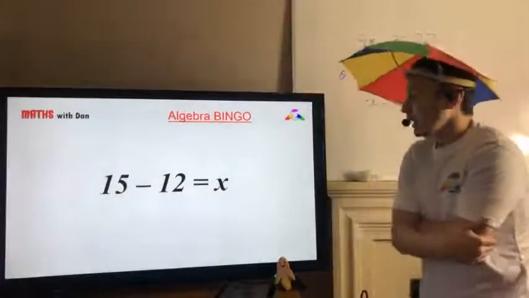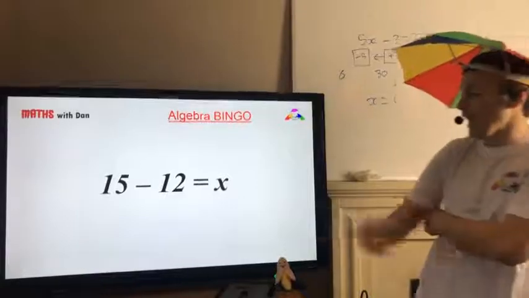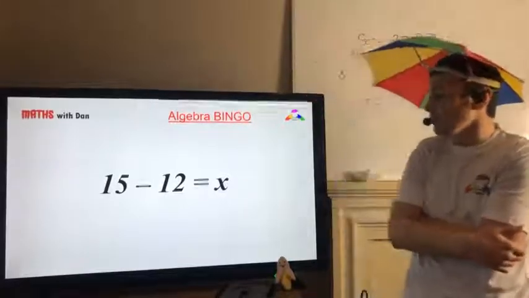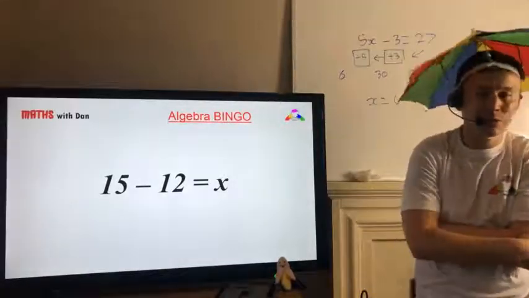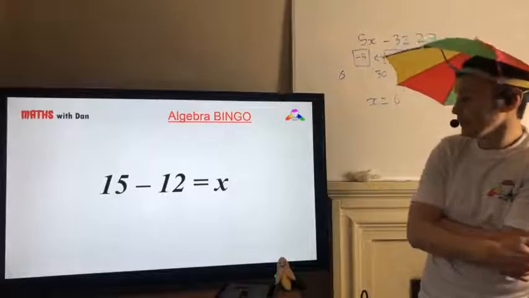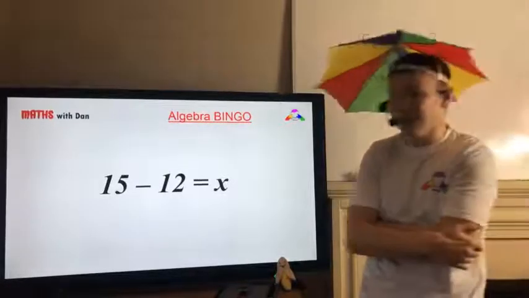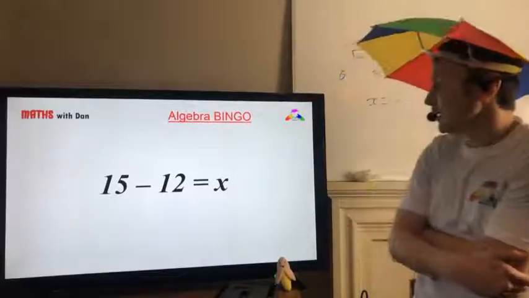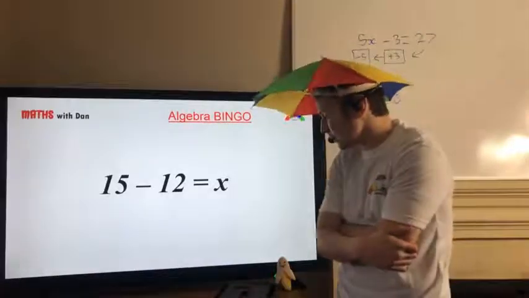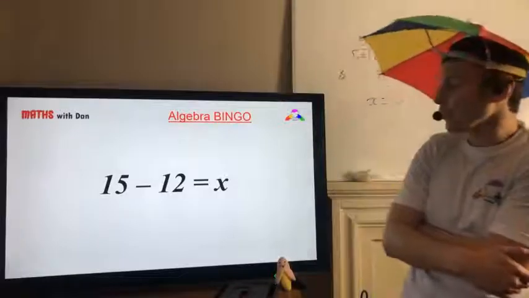Lovely algebra. Right, oh, this is easy, nice and straightforward. X is by itself, that's what we like. 15 minus 12 equals X. Just do what it says. Oh, okay. Yes, I have that number. So if it's that way round, easy, isn't it? It's the right way round. 15 take away 12 equals X. Lemon squeezy. So X has to be 3, doesn't it? 15 minus 12 is 3.